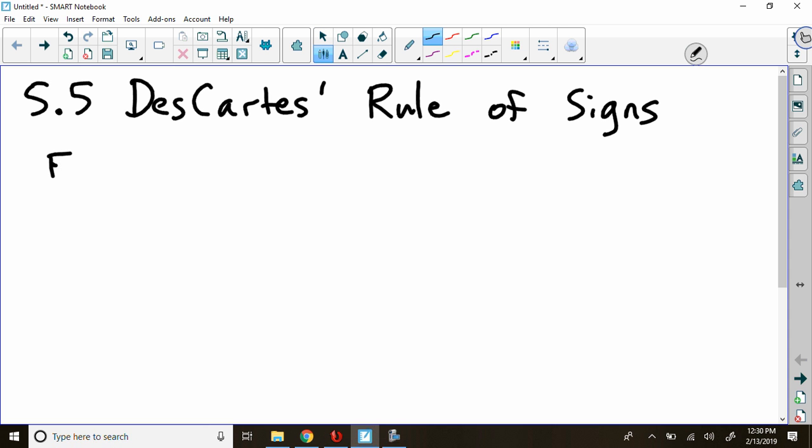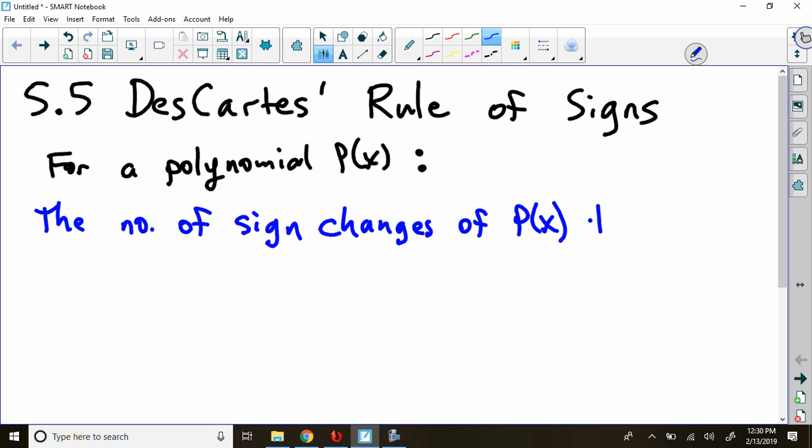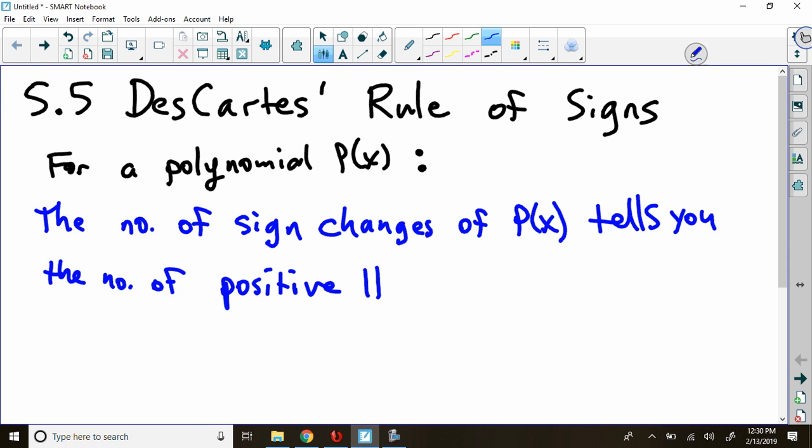Descartes' rule of signs says for a polynomial P of X, the following is true. I'm going to use two different colors. Blue. Here we go. The number, I'm going to abbreviate number with NO dot, that means the quantity of, the number of sign changes of P of X tells you the number of positive real roots of P of X. And I'm going to put an asterisk at the end. That asterisk at the end means there's more, and we'll talk about the more at the end.